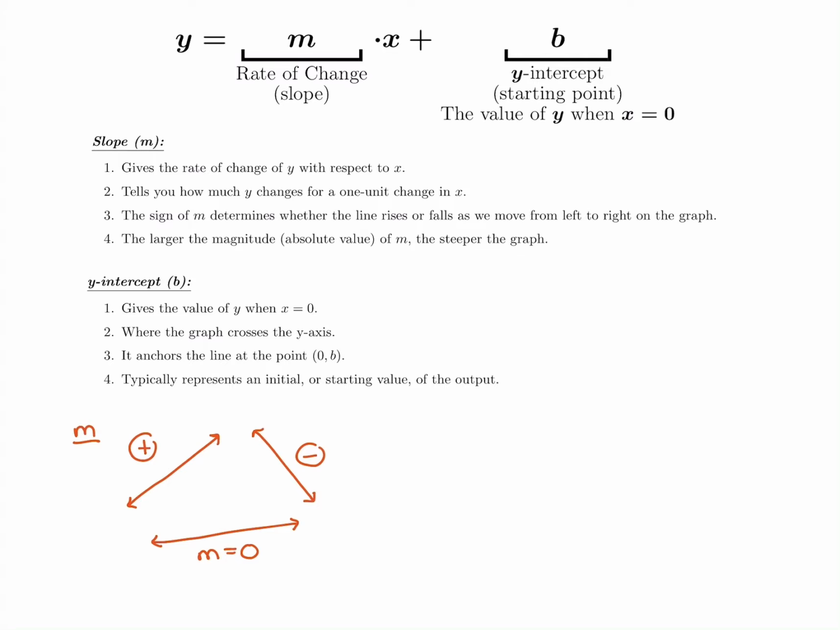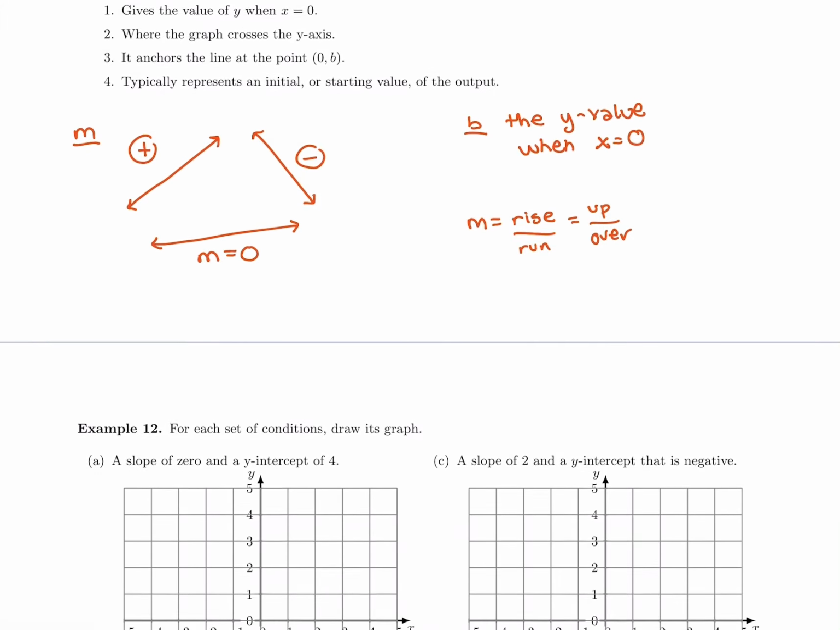Whereas b tells us our starting point. b tells us the y value when x is 0. So that'll be the first thing we plot on the graph. And then once we do that, we're going to remember m is rise over run. How much up? How much over? Difference in y's over difference in x's. So let's look at graphing some of these.